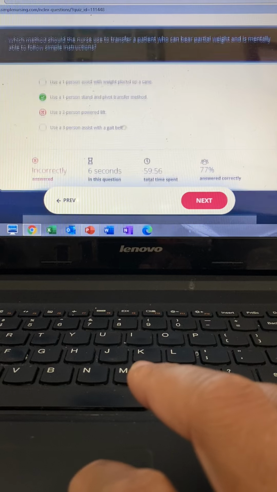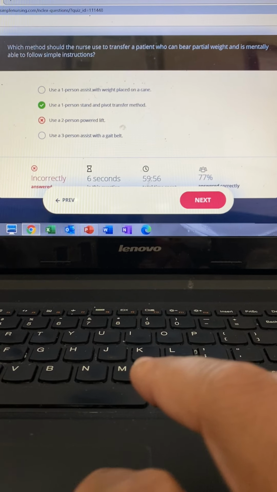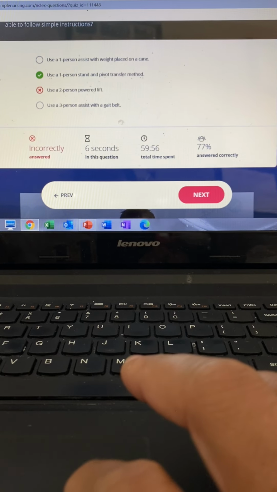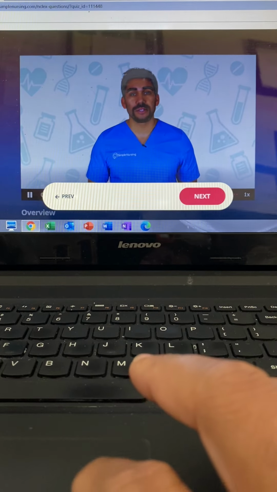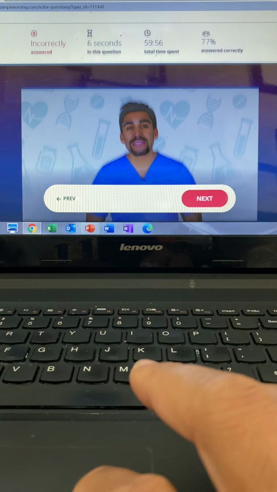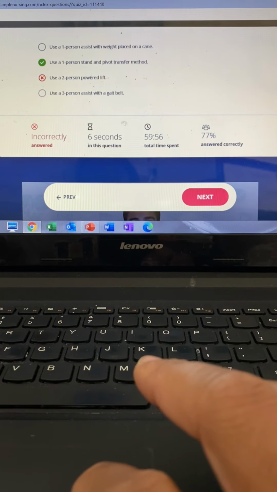So option number 1 is incorrect. Guys, they don't need a cane and a person to help. Only one person can help here. Now option 2 is the correct option. One person can help, remember that. They can stand and pivot, and this provides more control.